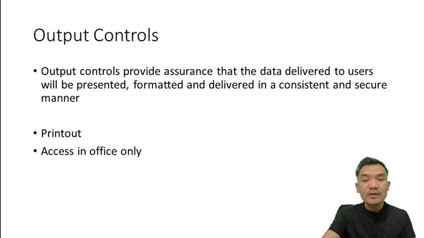How about output controls? Yes, we have also output controls. This is to provide assurance that the data delivered to the users will be presented, formatted, and delivered in a consistent and secure manner. So output controls, we have to do something like print out and access in office only. Print out is that you have to double check that the printed output of the system is actually the same as the existing in the system.